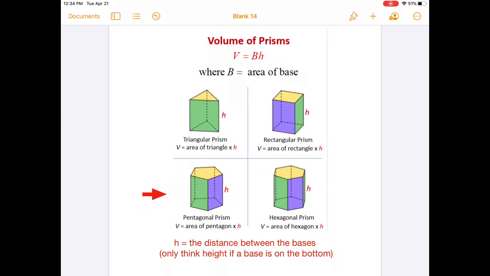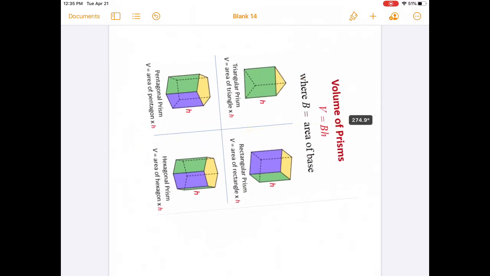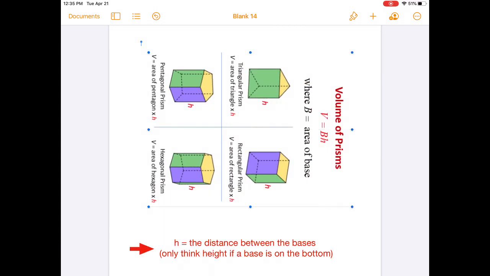Now, I also need to talk about h. In all of these examples, the base happens to be on the bottom, so it makes sense to think of h as the height. But the h actually has to represent the distance between the bases, because prisms don't always have the base on the bottom. If you flip these around like that, they're still prisms. The volumes didn't change just because I turned the orientation of it.